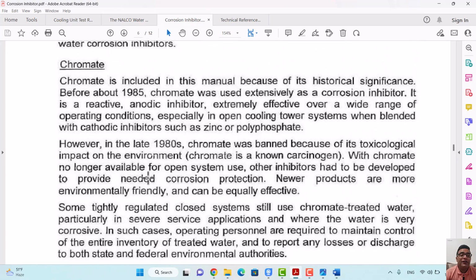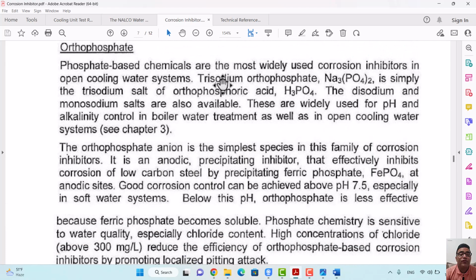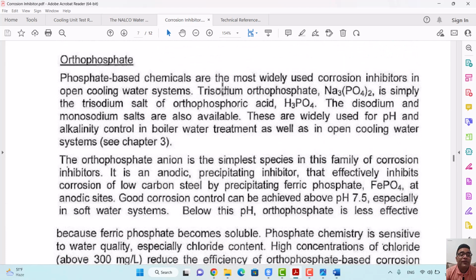Then we talked about the formulation of corrosion inhibitors. We talked about chromate. We said that because of its impact on the environment and human health, they are banned. They are no longer used and produced.